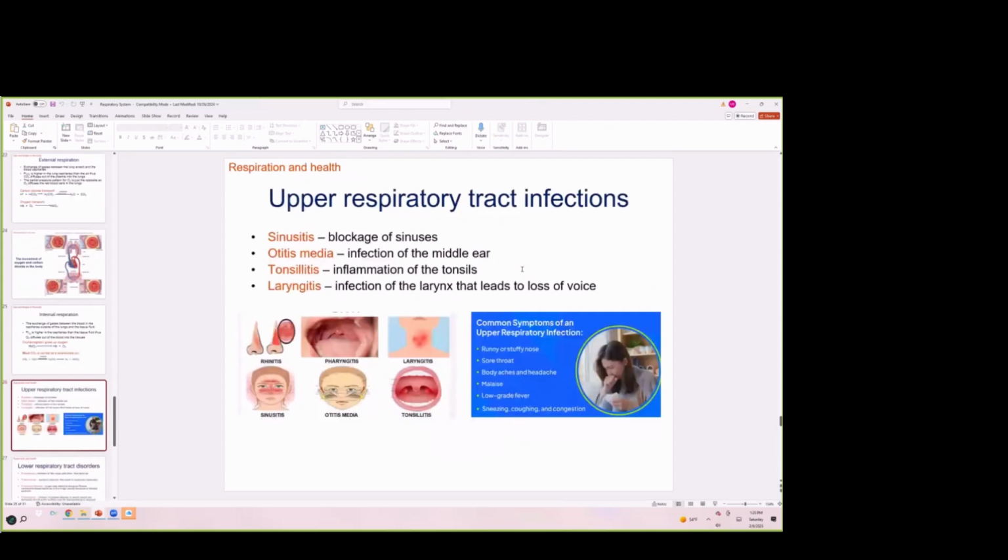Some diseases are infections or conditions that affect the respiratory tract. If you're talking about our nose and our mouth, sometimes we have sinusitis, where our sinuses are blocked. Either they're inflamed because of infections, or sometimes we have conditions where our inner ears are infected, or our tonsils get inflamed, or our larynx gets infected as well. So all of these are conditions that could affect what we call the upper respiratory system.